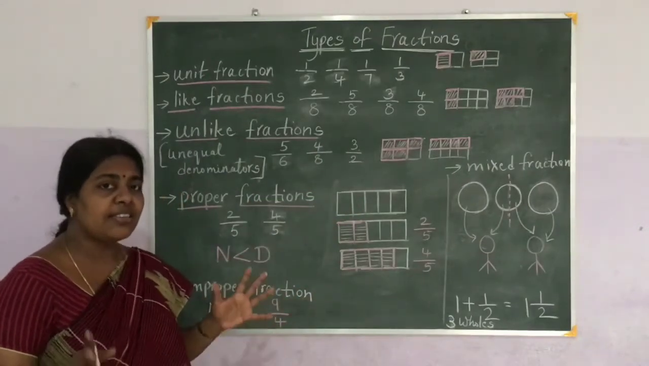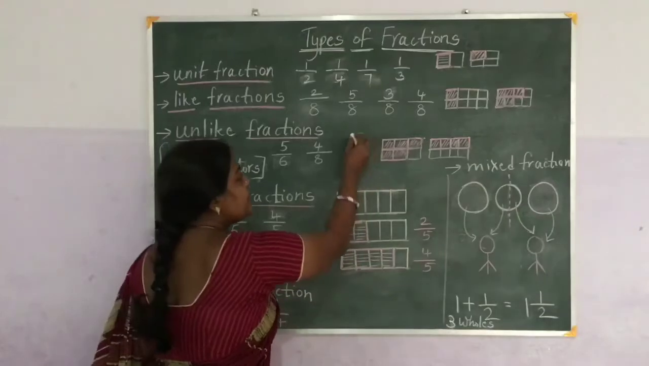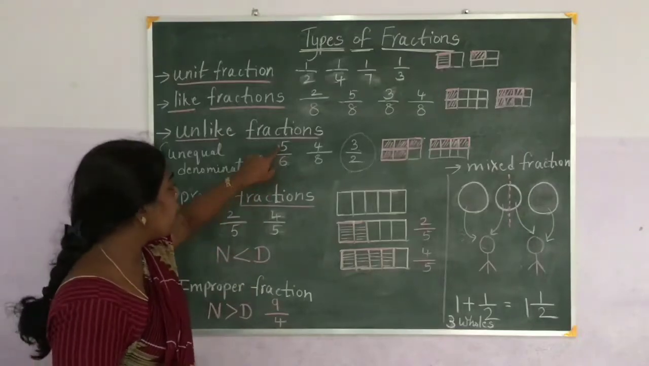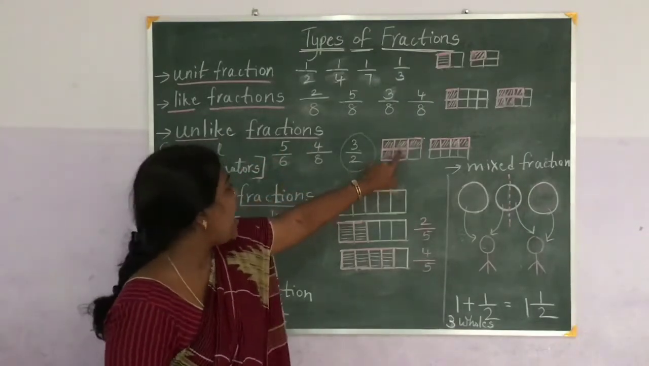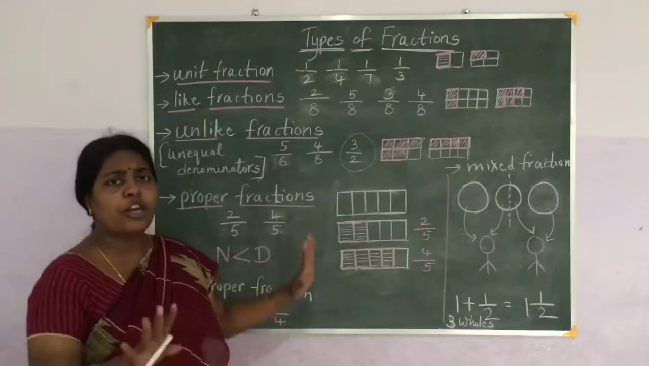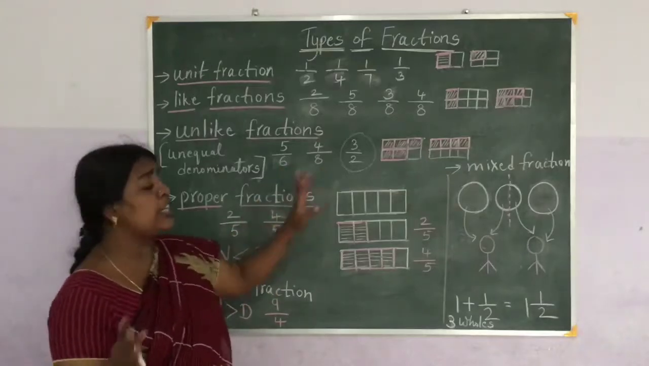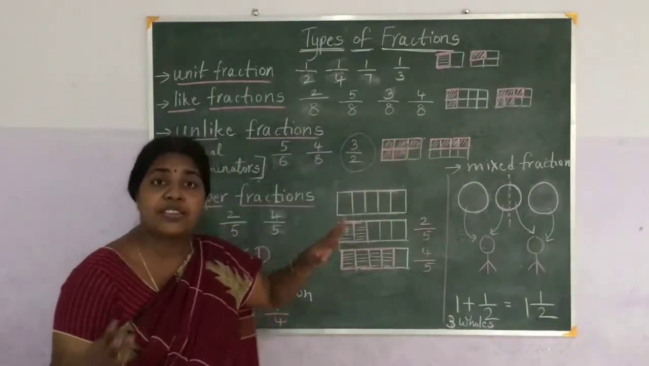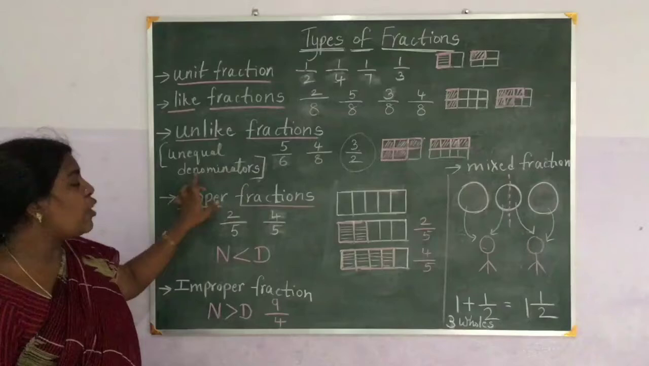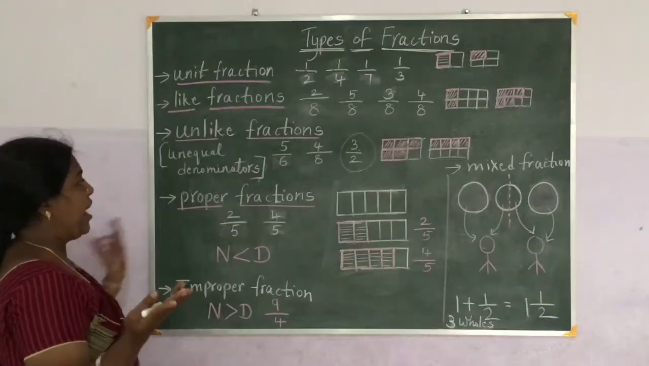What is this? It seems different. Out of 2, how can we take 3? So this fraction is different. We will see what this fraction is later. Now if you see these two, out of 6 parts I am taking 5, out of 8 parts I am taking 4. So the numerators and denominators are both different. Here we had the same denominators, called like fractions. But here the denominators are different, that means unequal denominators. If you have unequal denominators, they are called unlike fractions.